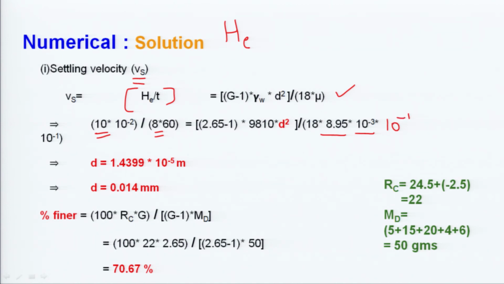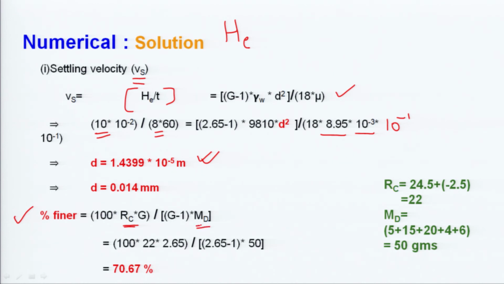Then the diameter of the particle which comes out, that would have settled after 8 minutes time at a sampling depth of 10 centimeters, that would have been 0.014 mm. If we talk about the percentage finer, we will be taking the hydrometer reading and the formula which we have derived earlier, 100 into RH, that is we will be using the corrected value, so RC into G upon G minus 1 into MD.